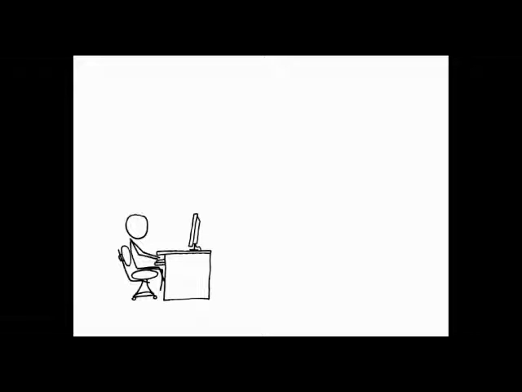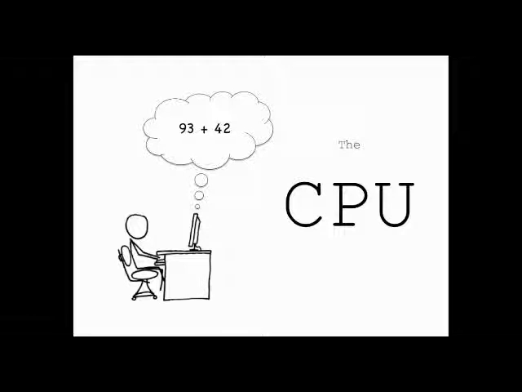So you're on your computer, and all of a sudden, you need to figure out 93 plus 42. And you don't feel like doing it in your head. So you make the computer do it. But what does the computer do? What happens in its head? For the answer to this question, we journey into the brains of any modern computer, the CPU.